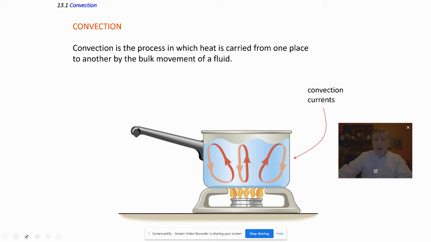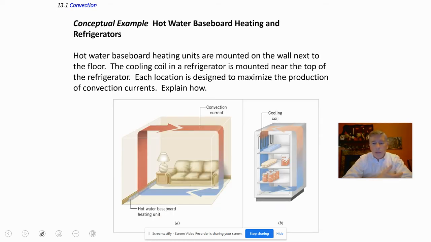So if I think of a pot of water, this pot of water has some fluid in it, and it's going to go around in this circular motion. Because of that, you're going to get the movement of heat. The bottom is going to get hot, but then this is going to circulate to the top, and so it's going to make the top get hot. It's the movement of that fluid that actually does it. And we use this all the time.